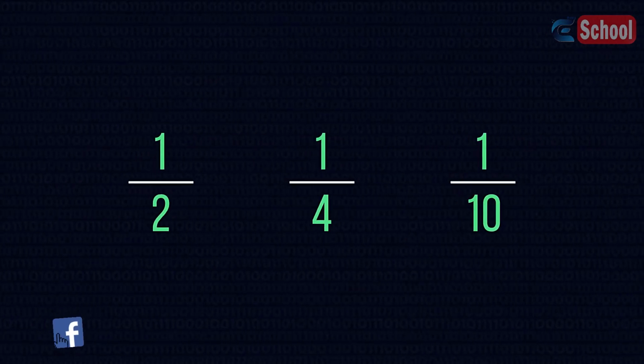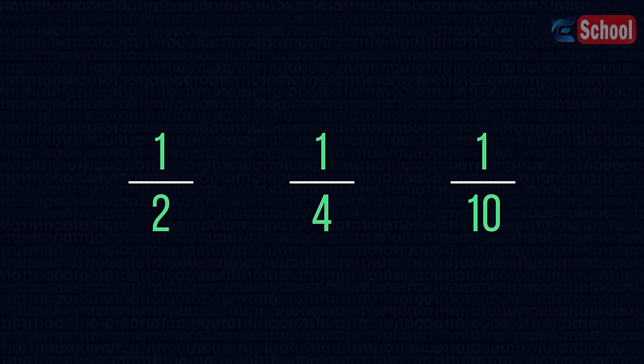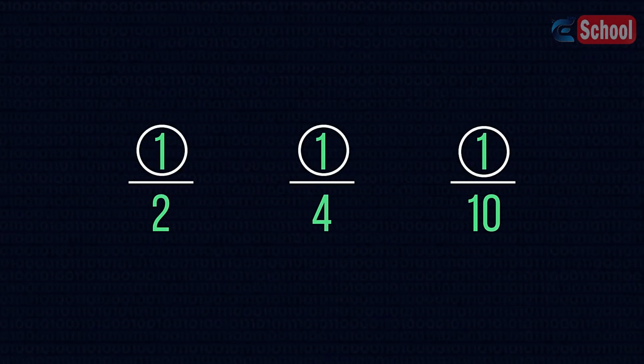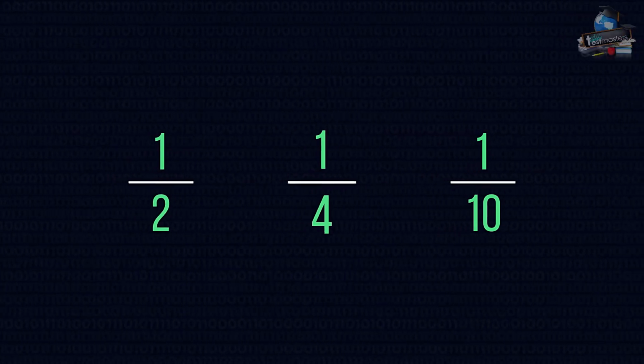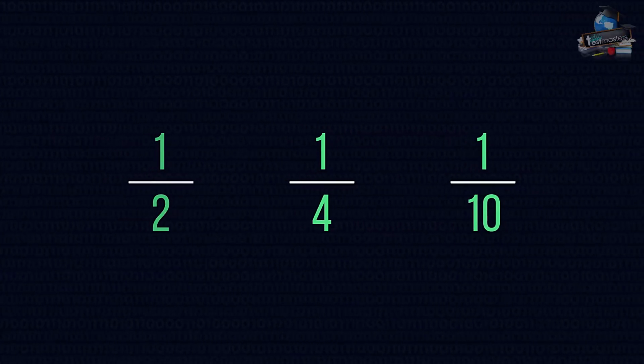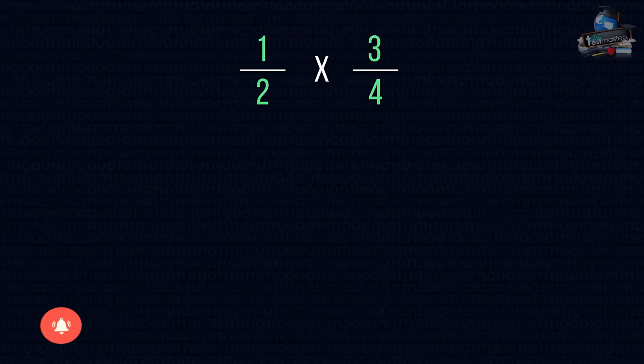Now let's look at multiplying by a unit fraction. A unit fraction is a fraction with a numerator of 1 and an integer denominator, such as 1/2, 1/4, and 1/10. Consider 1/2 multiplied by 3/4.